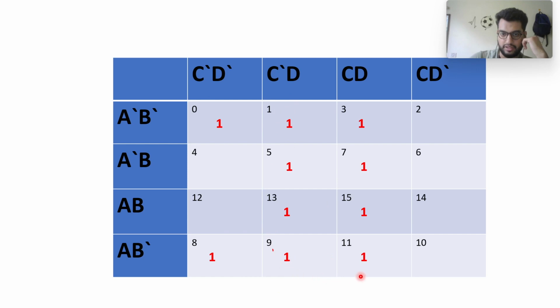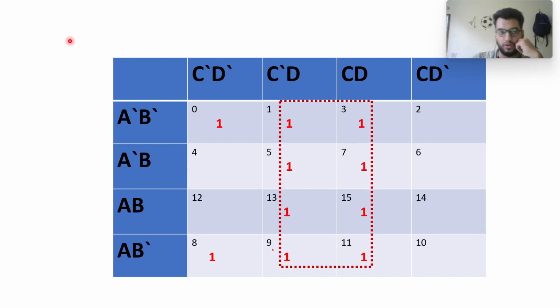The octet will cover these ones that are from the minterms 1, 3, 5, 7, 13, 15, 9, 11. So this is an octet. Now the remaining ones, they can be covered.